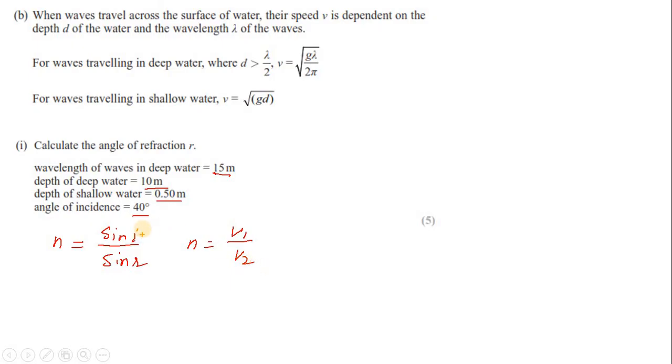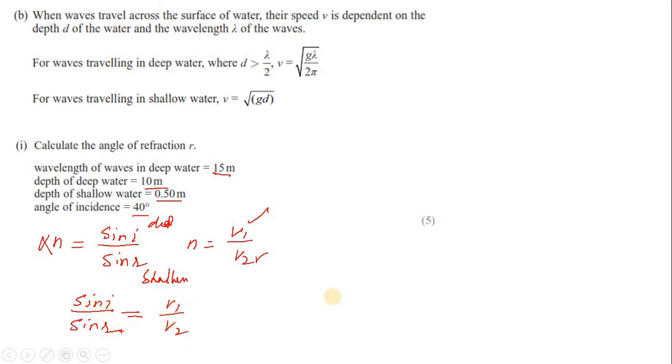This is for rarer to denser, or deep to shallow. So we have deep above and shallow down in both the equations: the speed of the wave in deep water, V1, and the speed of the wave in shallow water, V2. So we can compare these two because we don't need N, we need r. So we can rewrite this equation as sine i divided by sine r is equal to V1 upon V2.